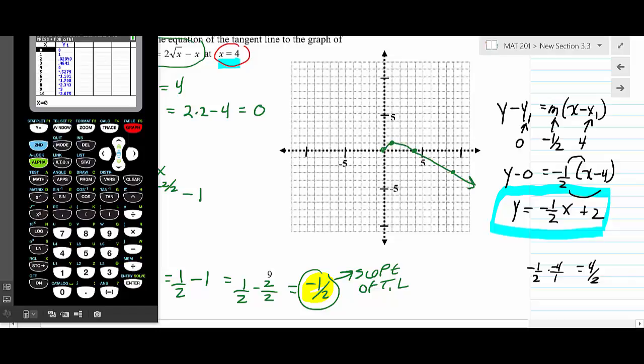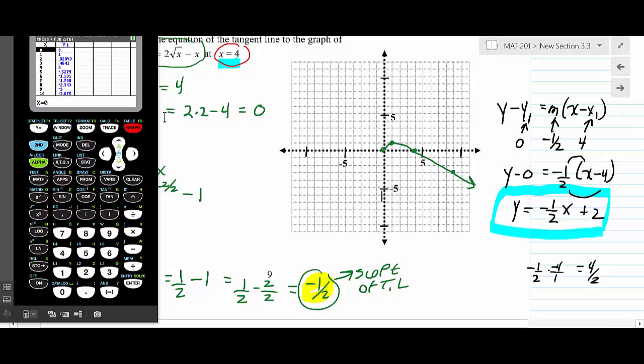Okay, does it make sense to you guys why the only values of x are 0 and bigger? What did we just graph? 2 radical x, okay? What's the domain of that function? Greater than or equal to 0, right? You can only have a number under a radical as 0 or positive, so that's why.